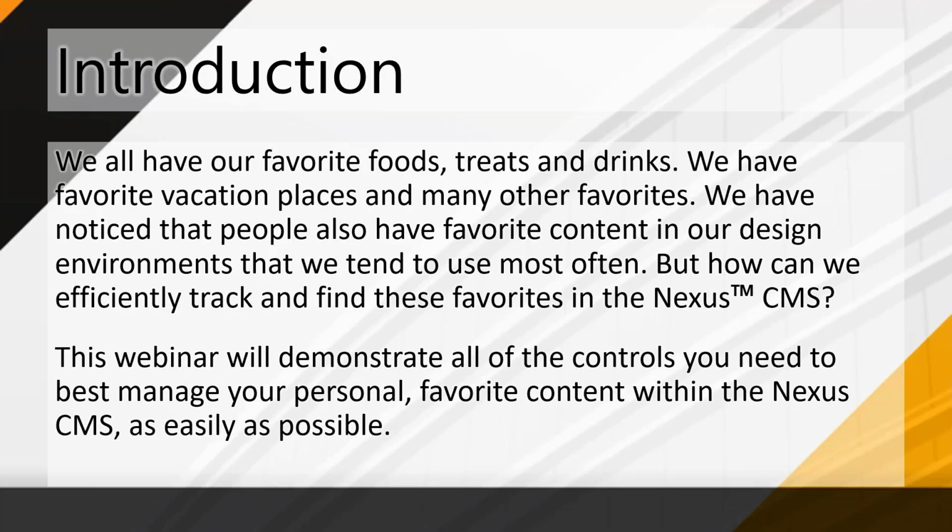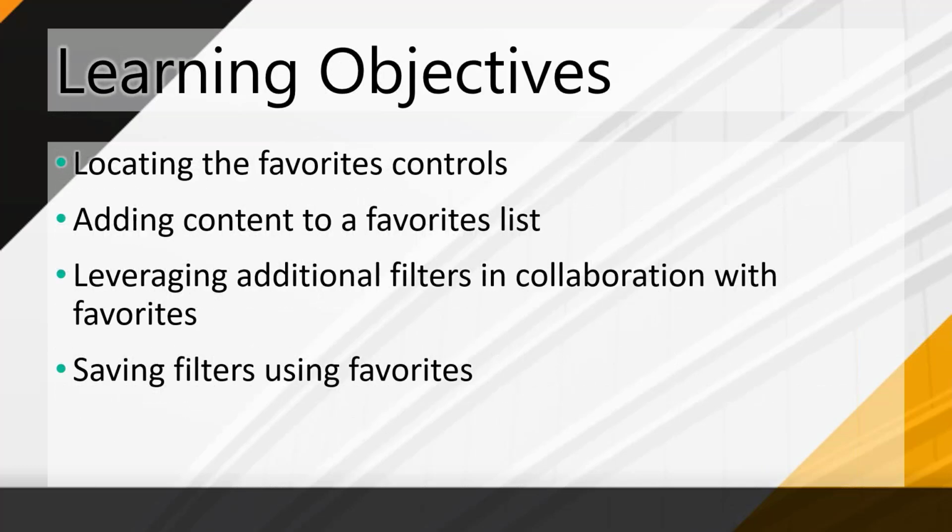So here today, in this session, I'm going to be showing you all of the controls that you need to really work well with your favorite content directly within the Nexus CMS. We're going to cover a few specific things. We're going to talk about where the favorites controls are. We're going to cover how to work with content and add it to your favorites list and associate it with your favorites. We're going to use some additional filters in collaboration with favorites. And we're also going to talk about saving our searches and our filters, including the favorites here, and save those settings so that we can make them really easy to recall.